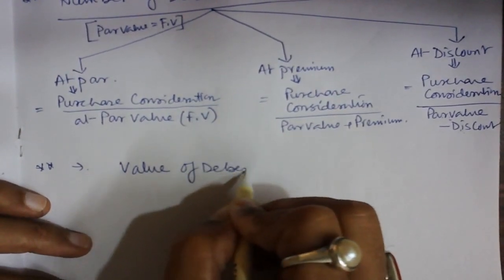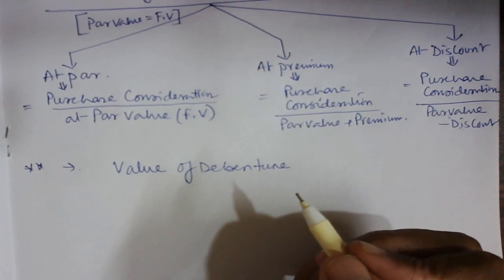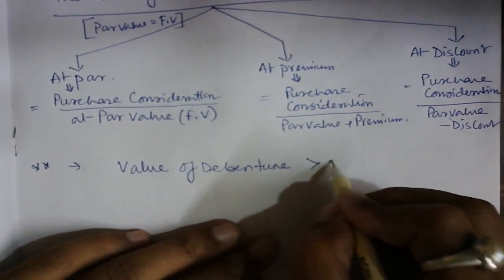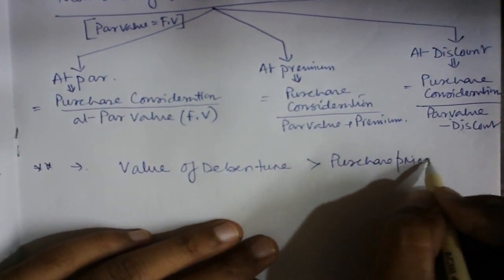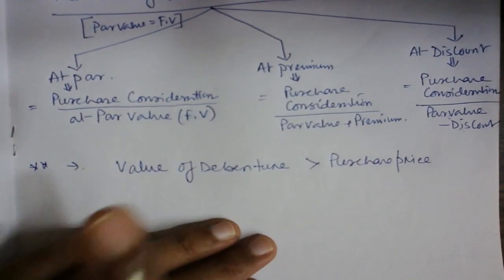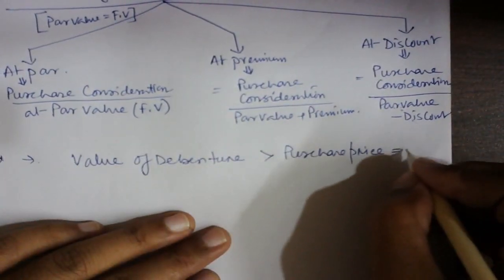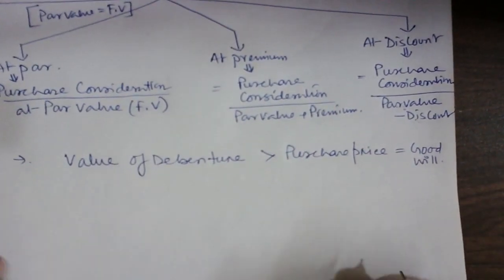When the value of debenture, it means the debenture you have given to them, is greater than the purchase price of the asset. Remember guys, when the value of debenture is more than the purchase price of the asset, it is nothing but goodwill. Remember this, it's very important.